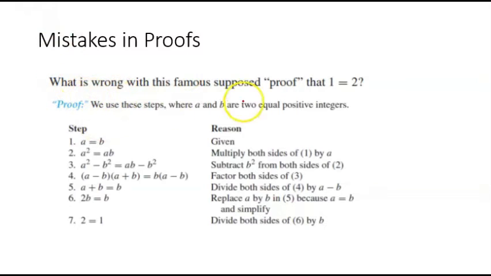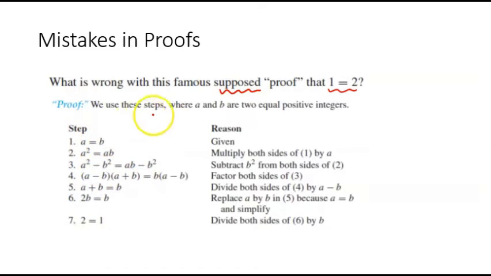We have to find what the mistake is in the given proof. They have already provided us with a proof, and we have to identify the mistake. We don't have to prove it, right? So the question is, what is wrong with the famous supposed proof? This is not the right proof, it is a supposed proof. So look at the proof step by step.